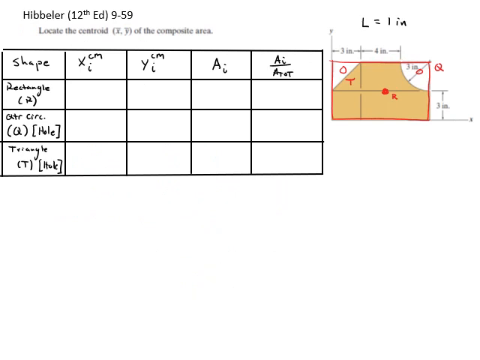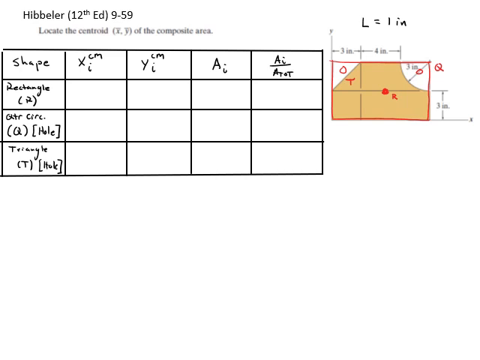Okay, so to solve this kind of problem, I like to make this table. The table helps me keep organized so that I don't get lost in the math. So what I'm doing here is I've written down each of the shapes: the rectangle, the quarter circle, the triangle. I need to determine the x and y components of the center of mass of each of those shapes and enter them into those first two columns. And then I also enter in the area of the shape in the third column. And I'll deal with this fourth column later, so I'm just going to fill out the first three columns.